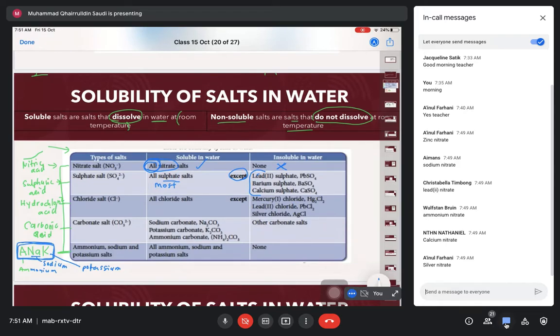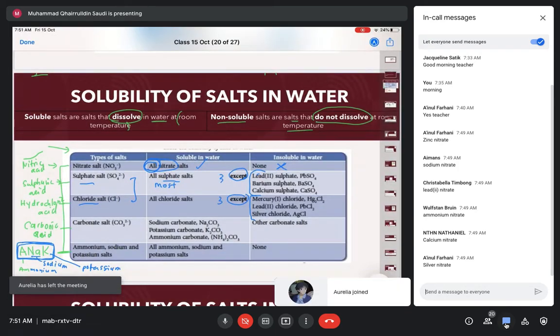Yes. Okay, good. Yes, teacher. The same goes with chloride salt. All chloride salts except for mercury chloride, lead 2 chloride and silver chloride, all of them except for these three, are soluble in water. Other than that semuanya soluble. So chloride dengan sulfate ni lebih kurang sama. Everything soluble except there are 3 exceptions.